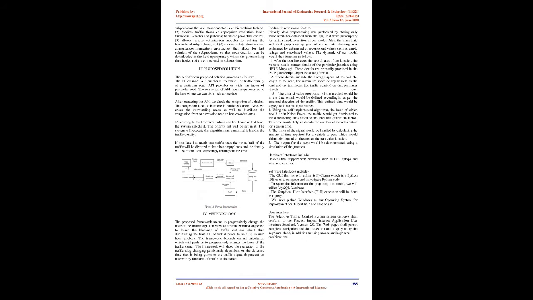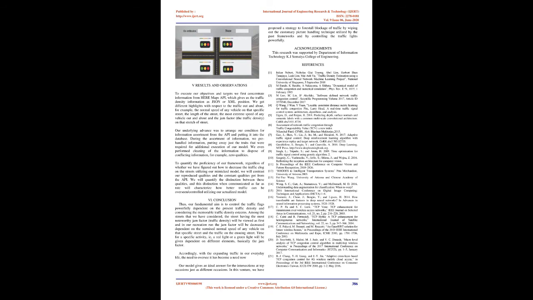3. Proposed solution. The basis for our proposed solution proceeds as follows. The Here Maps API enables us to extract the traffic density of a particular road. The API provides us with the jam factor of a particular road. The extraction of the API from maps leads us to the lane where we want to check congestion. After extracting the API, we check the congestion of vehicles. The congestion tends to be more in bottleneck areas. Also, we check the surrounding roads as well to distribute the congestion from one crowded road to less crowded ones.